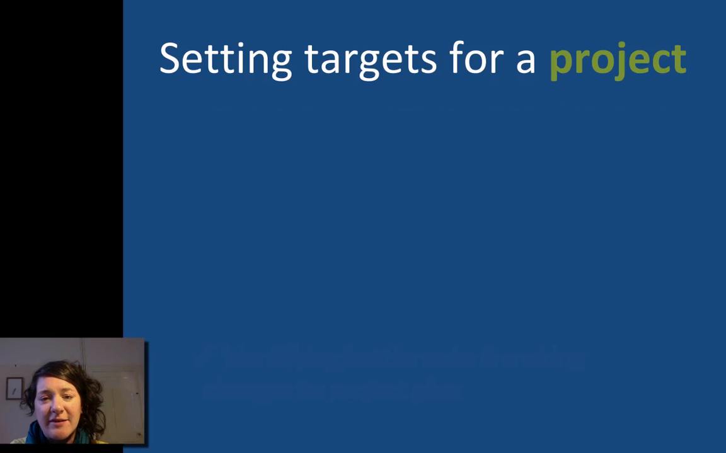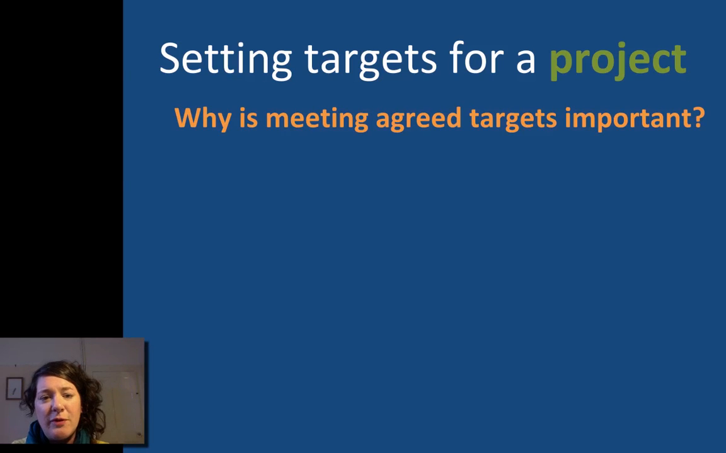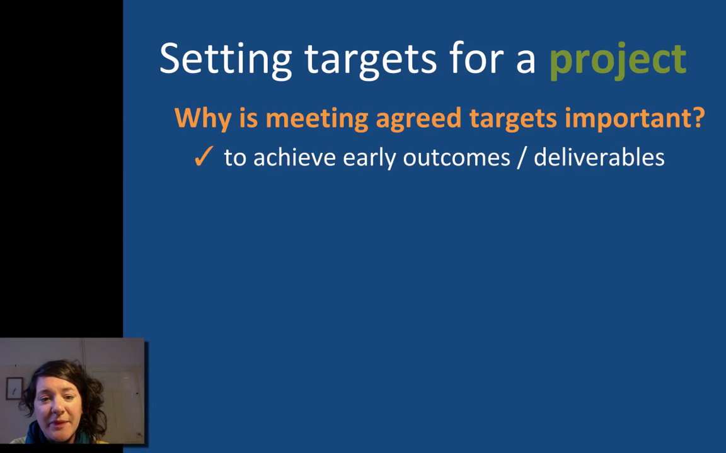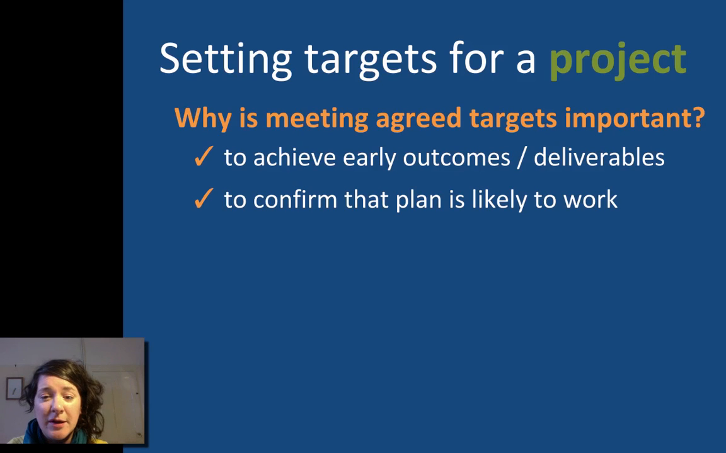When you're setting targets for a project, you also need to think about why meeting these agreed targets is important. Why is it important to stick to that plan? One of the things will be to achieve your outcomes early on. So there will be parts of your project that need to happen early on as stepping stones to others. So these deliverables and these outcomes, you want to be checking that you're achieving those early outcomes.